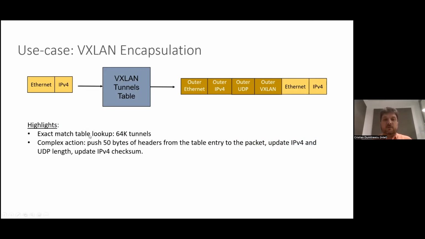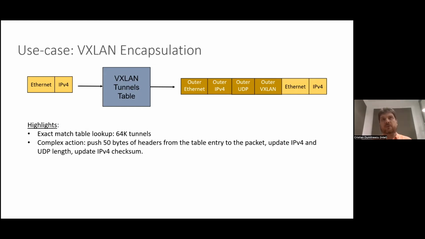The action here is actually quite complex. When a packet hits this tunnel table, if it matches the tunnel, we have to read all these outer headers, which is 50 bytes of packet headers, from the table entry that was hit, and push them in front of the input packet. And we also need to update some fields that we are not able to pre-compute because they depend on the input packet, like the IPv4 total length and the UDP length in the outer headers. And we also need to update the IPv4 checksum of the outer IPv4 header. So these things are done as part of this action. It is like a 10 instruction action.